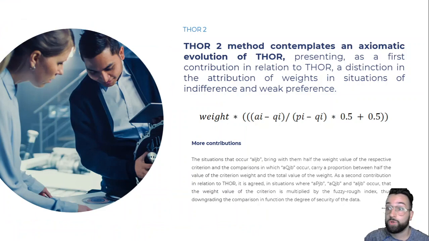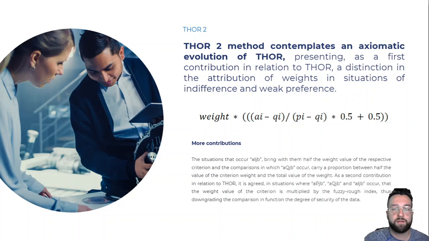Now we have THOR2. The THOR2 method contemplates an axiomatic evolution of THOR, presenting as a first contribution in relation to THOR a distinction in the attributions of weights in situations of indifference and weak preference. All right? So, the THOR2 method contemplates an axiomatic evolution of THOR, presenting as a first contribution a distinction in the attributions of weights in situations of indifference AIJB and weak preference AKJB in situations of S1, S2, and S3.